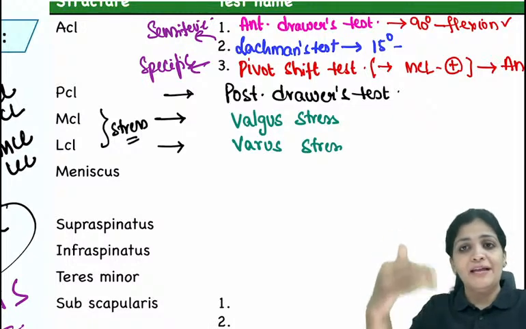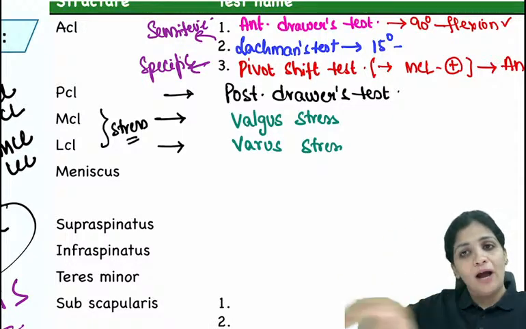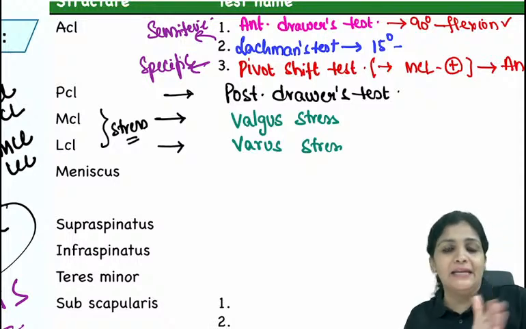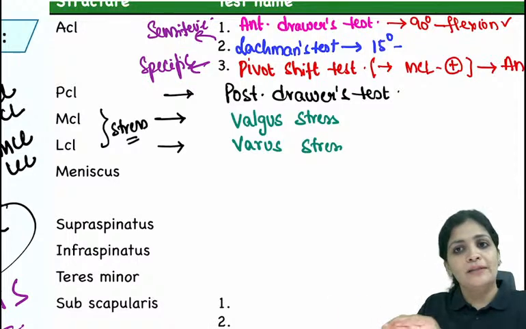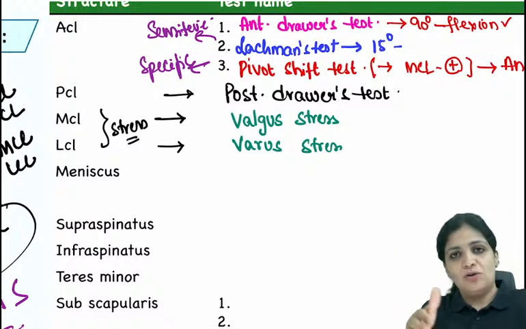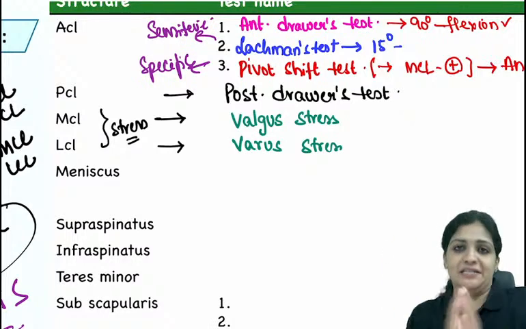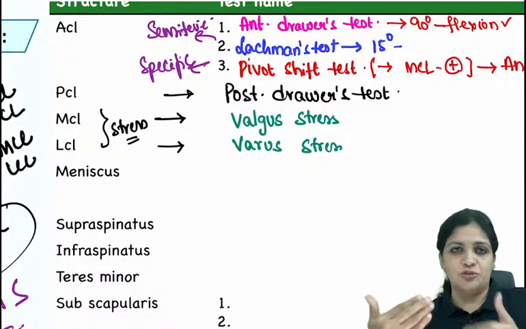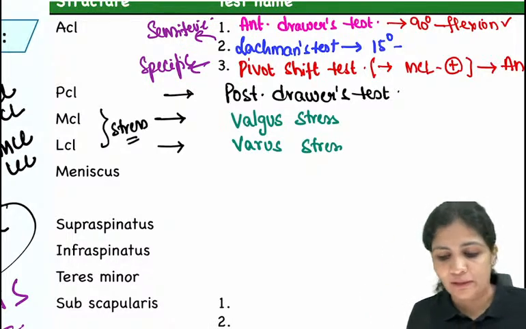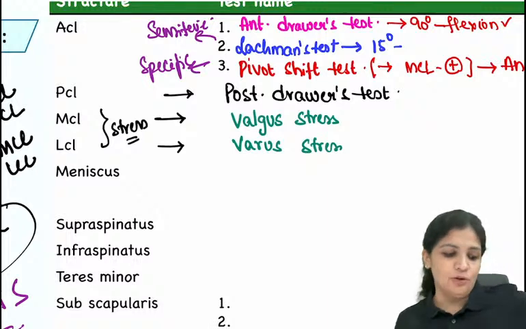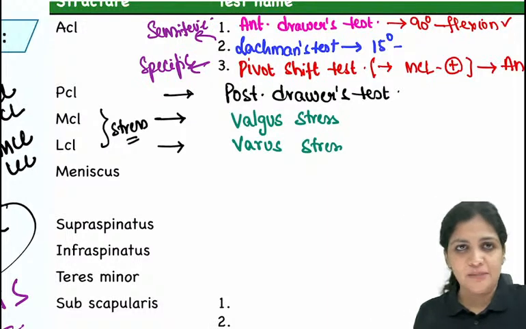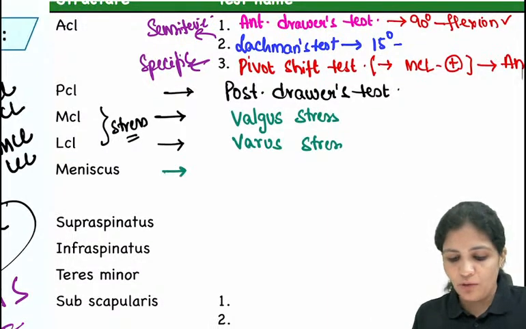So you're testing the lateral aspect. Valgus is you move away from the body, so you're testing the medial aspect. The stress is on the medial side. In varus, the stress is on the lateral side. So each one is understood that way. MCL, you go for the valgus stress test and LCL, you go for the varus stress test. Yes, Pratisha, right again.